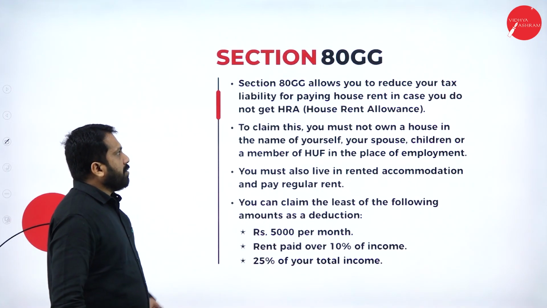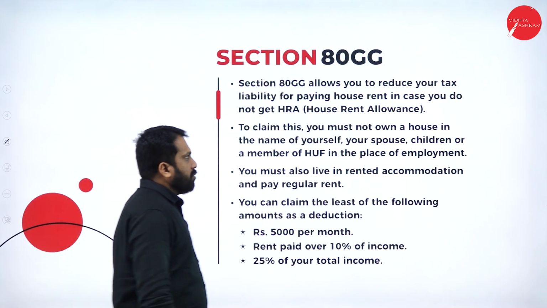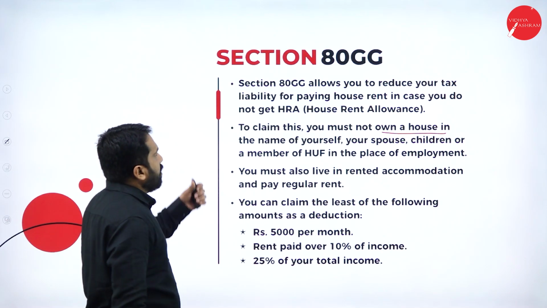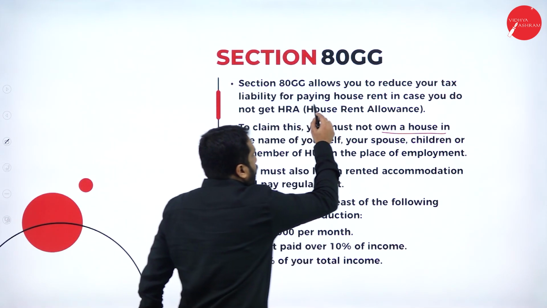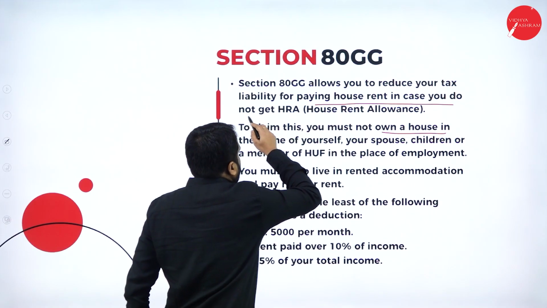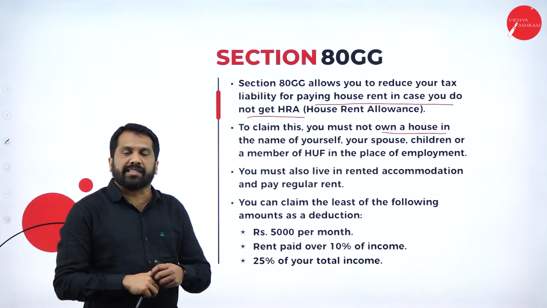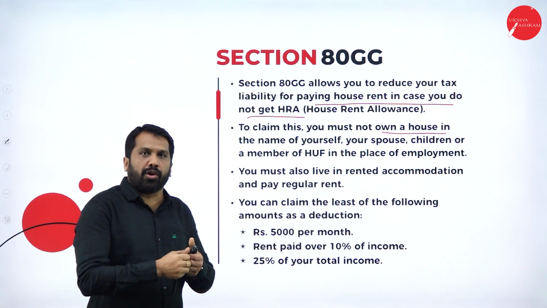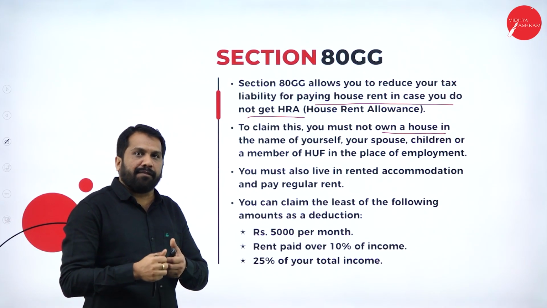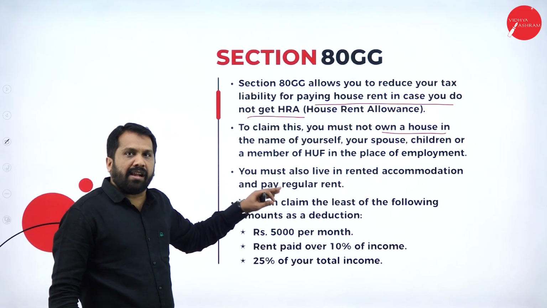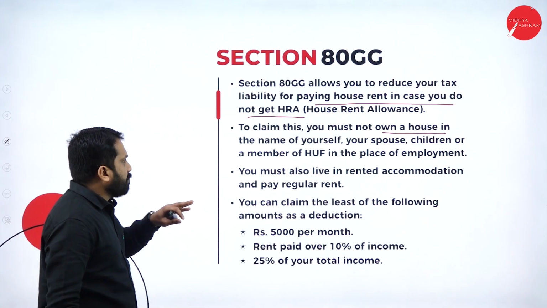Next, we'll come to 80GG. To claim this, you must not own a house. This is all about 80GG, which allows you to reduce your tax liability for paying house rent in case you do not get HRA. For example, usually the HRA, house rent allowance, is given by the employer. If you are not getting HRA from your employer, you can go for this deduction 80GG.